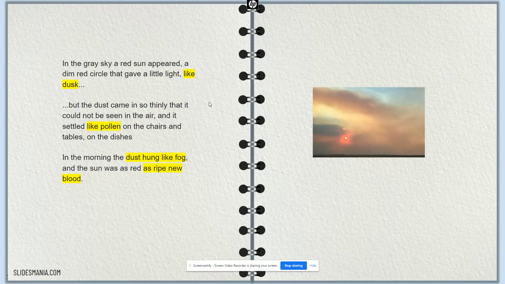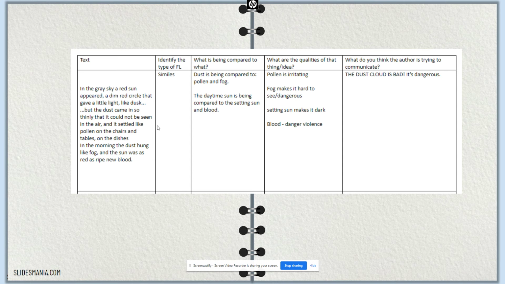Whoa. I highlighted the figurative language in this passage, and I gave you a picture to help you visualize, but the author is giving us these similes and metaphors, or really just similes, in order to help us visualize as well. So let's look at how I might fill this in. So I've got my text here, and the figurative language is mostly similes.